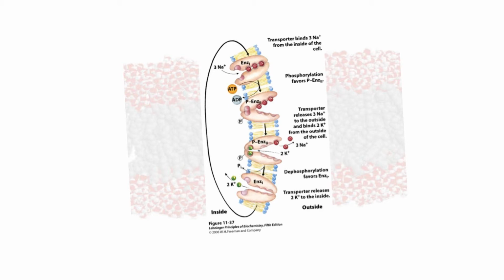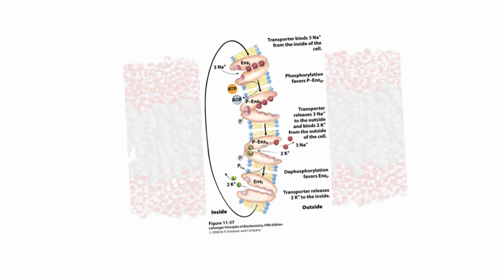Then the binding sites for potassium, there are only 2 of them, so 2 potassiums then bind from the outside. You get hydrolysis of the inorganic phosphate, because that's what the Pi stands for, it's inorganic phosphate. It's not like on ATP or on sugar or anything like that. The hydrolysis of that is what causes the lobster claw to open up once again in order for the 2 potassiums to come out on the inside.